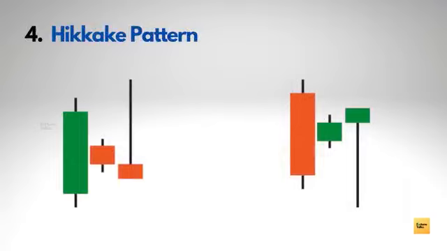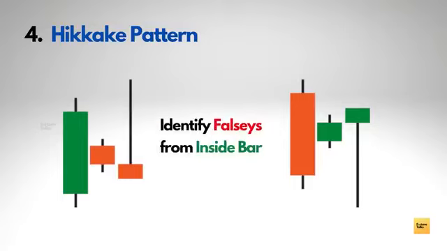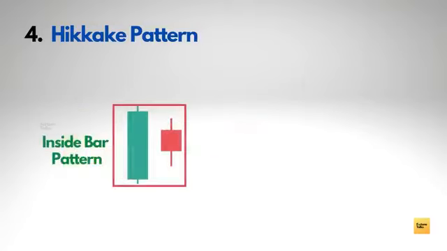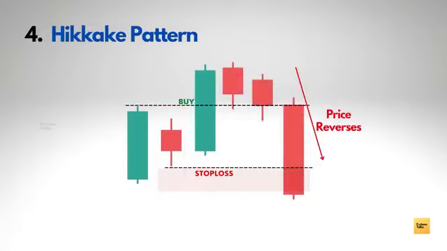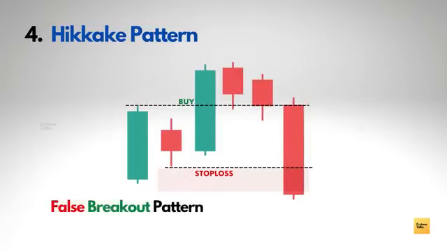This is actually a must-know pattern for all traders because this pattern helps you identify a false breakout from the inside bar pattern. Imagine this situation. You identified an inside bar and you are hoping that the market will go higher, or simply you have a bullish outlook. So you go long when the price breaks above the highs of the inside bar. But the next thing you know, the market does a 180-degree reversal and collapses lower, and you are now in deep loss. Now this is what we call a Hikake pattern, which is a false breakout pattern.